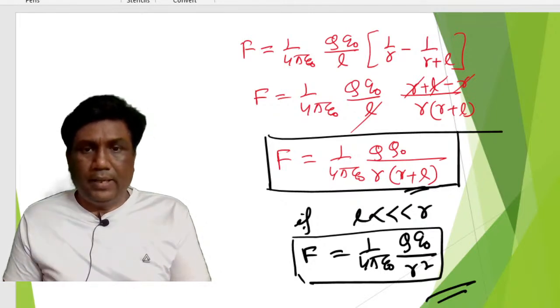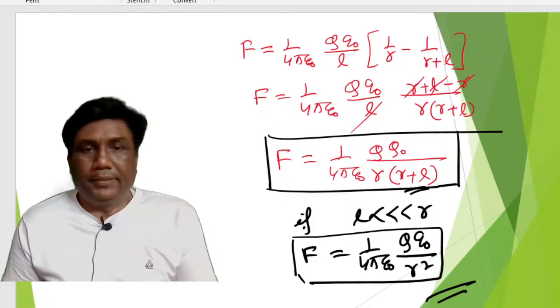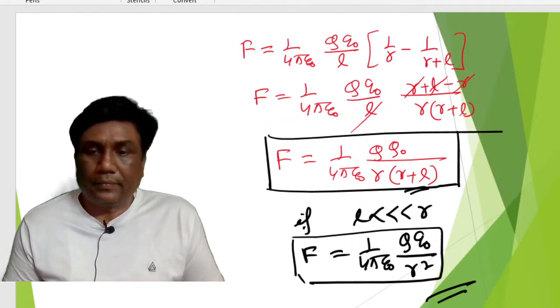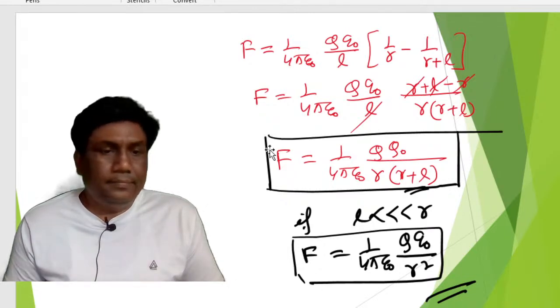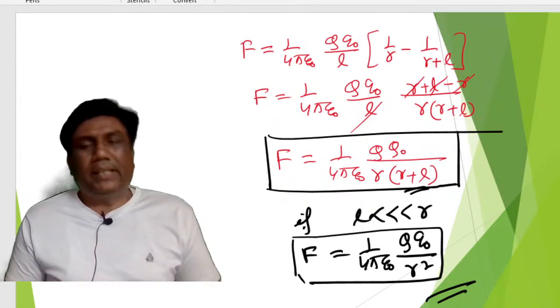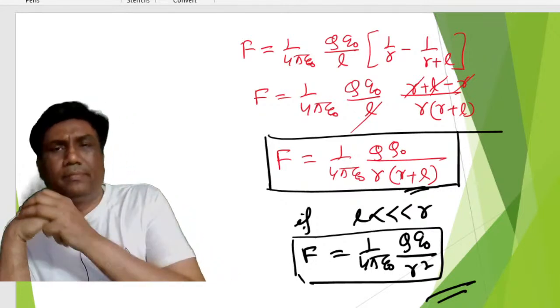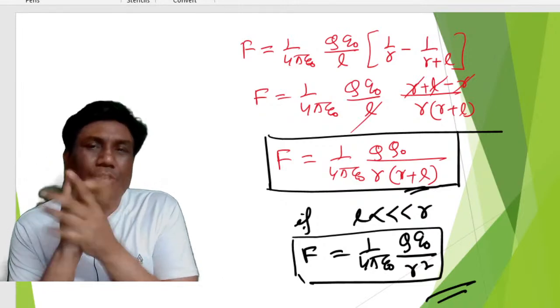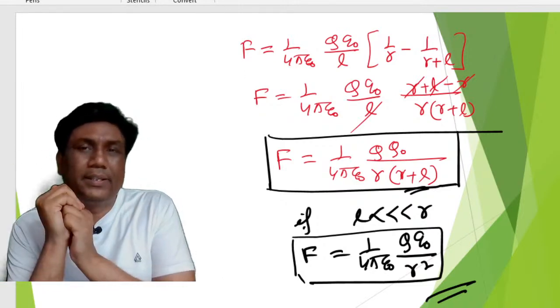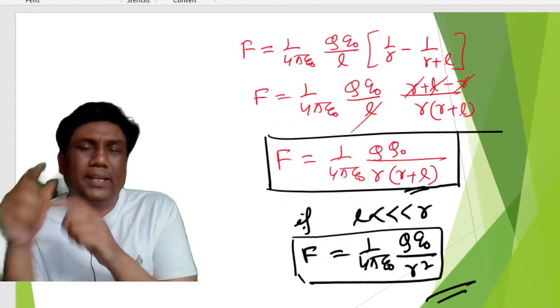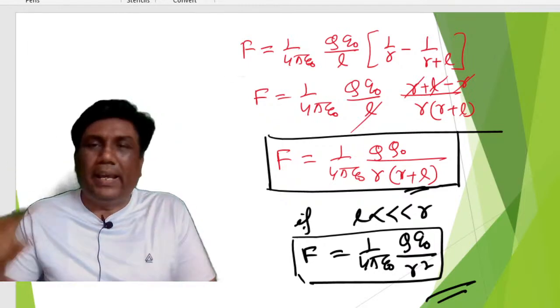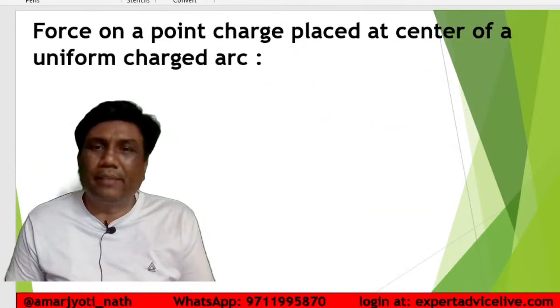Right? Okay, I hope you are getting it till now. Good. Using the basic relation of force between two point charges, Coulomb's law, we have derived the force between a line charge and a point charge. And we can even calculate the force between a ring and a point charge also. We can derive that also.